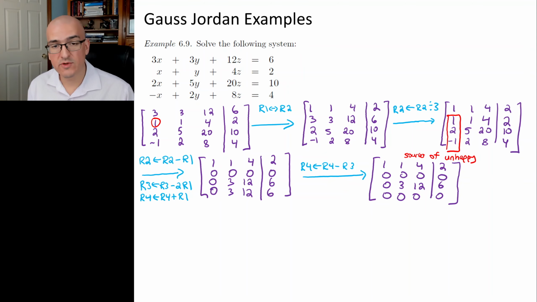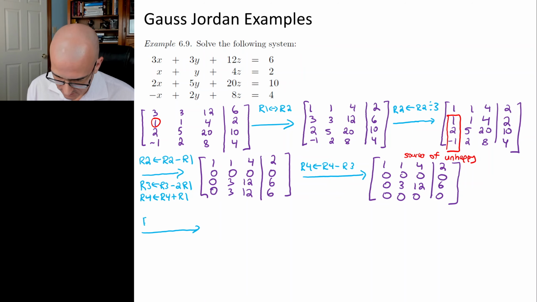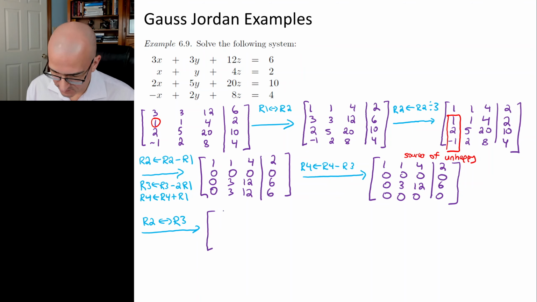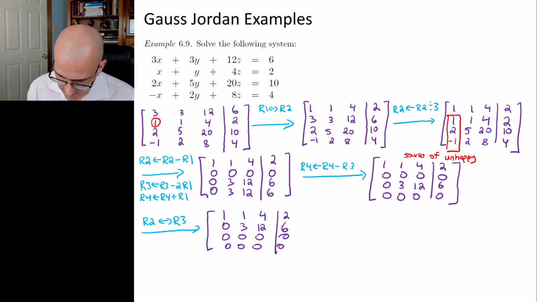Okay, now I'm going to do a row swap. I'm going to swap row 2 and row 3, because we want the 0 rows at the bottom. 1, 1, 4, 2, 0, 3, 12, 6, and then 2 rows that are all zeros. Excellent.